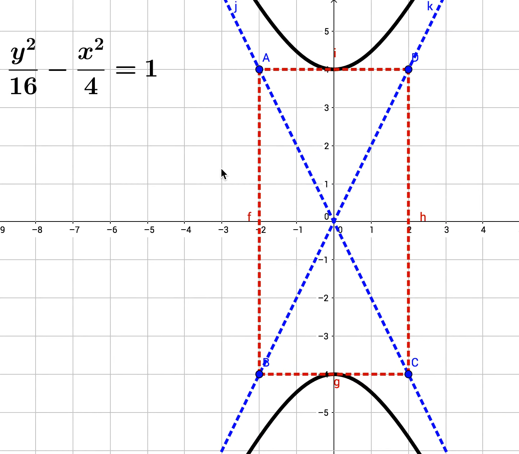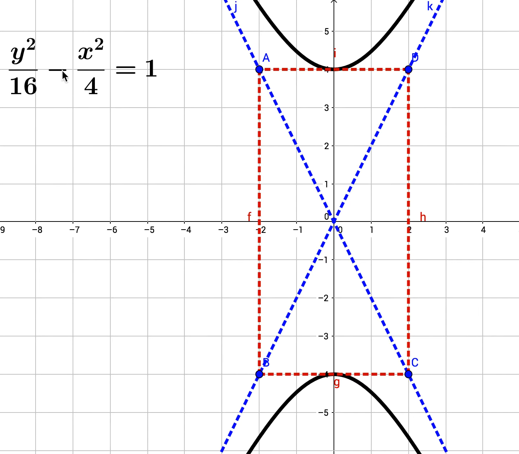Homework number 2. You're given the equation y squared over 16 minus x squared over 4 equals 1. So first let's find out whether it's vertically oriented or horizontally oriented. If you remember from yesterday's lesson, we discussed 16 is greater than negative 4. This time you will have to include the negative sign.